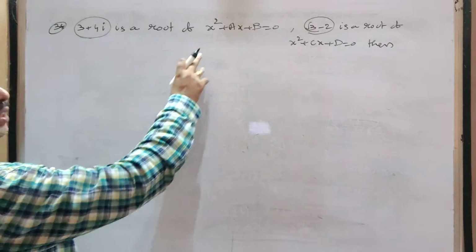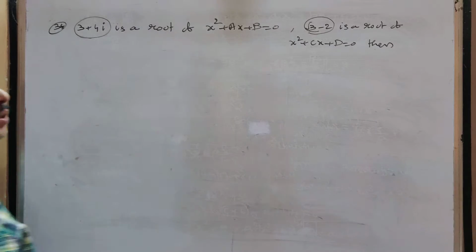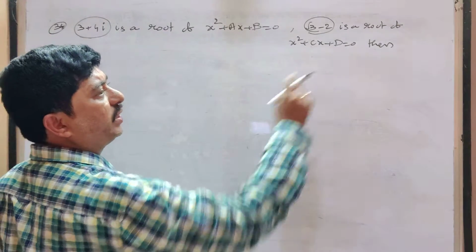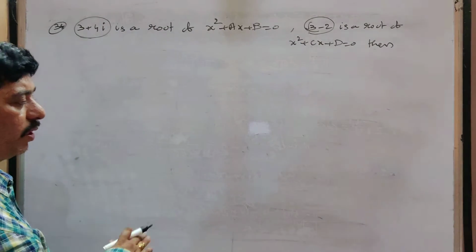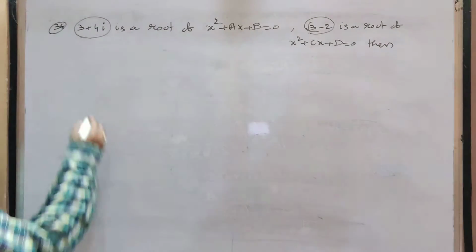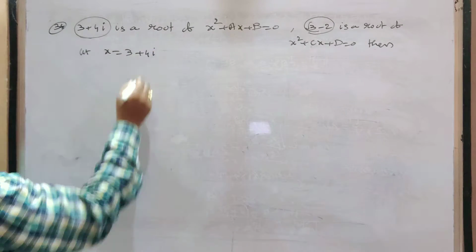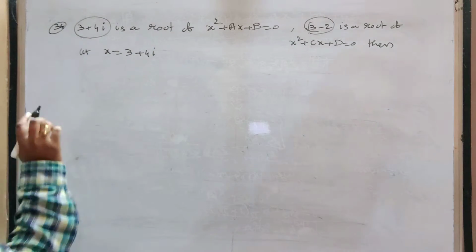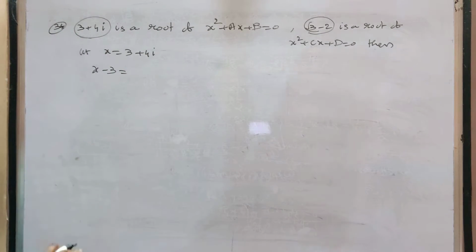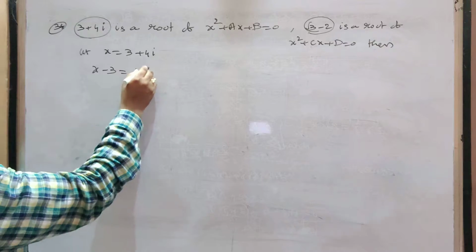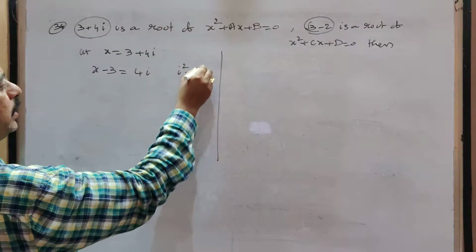First quadratic equation compared to x square plus ax plus b, a value, b value you have to find. By using the second quadratic equation, you have to find c and d values. After that, you can find the relation between a and b. That is x equal to 3 plus 4i. Our aim is to eliminate the i. So 3 taking left hand side. 4i. Since i square is minus 1, i square value is minus 1.